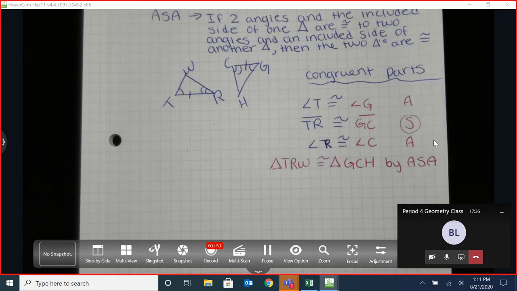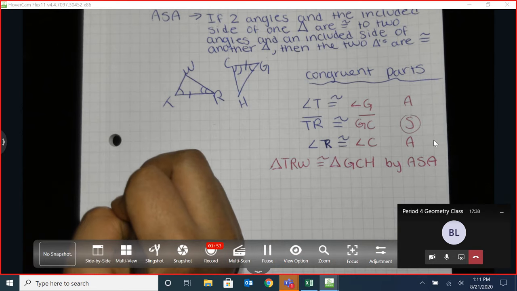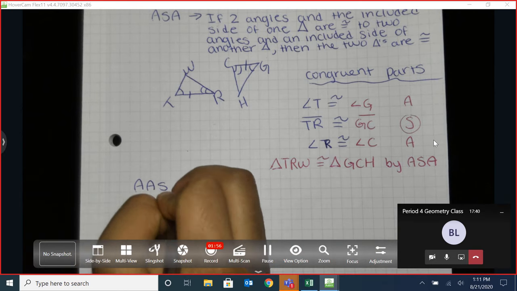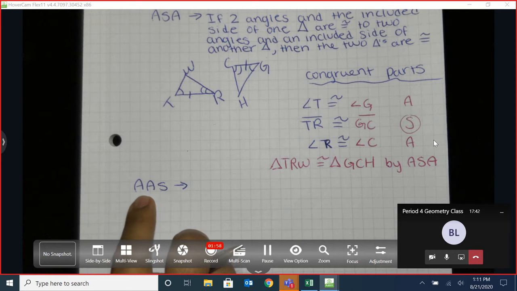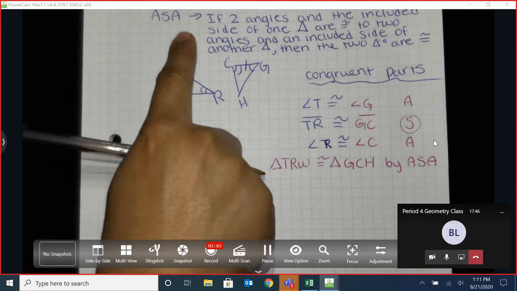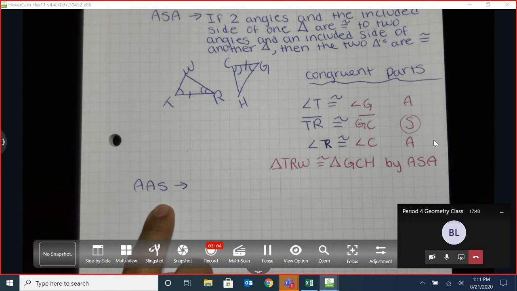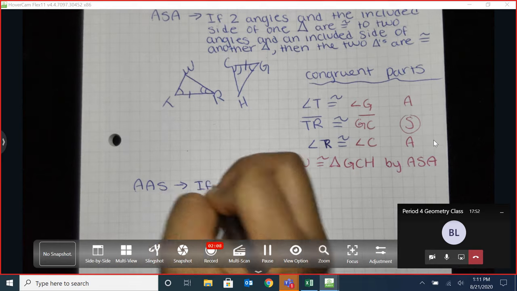The other one is angle, angle, side. So for that one, you've guessed it. You have to have two angles and one side that is not in the middle. That's the difference between these two. The side is not in the middle here. So again, let's write down the definition.